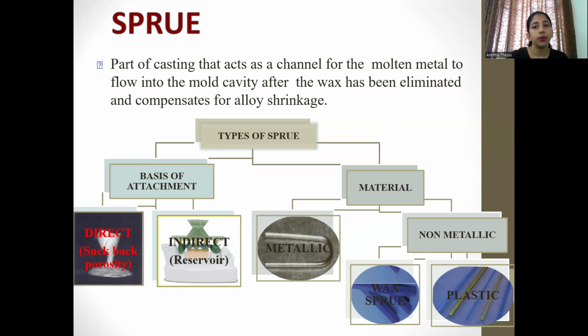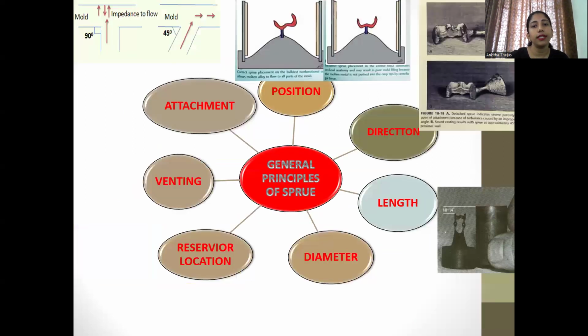Sprues are classified based on material into metallic and non-metallic. Non-metallic sprues can be plastic or wax sprues. There are two types of attachments for sprue: the first one is direct attachment and the second one is indirect attachment.